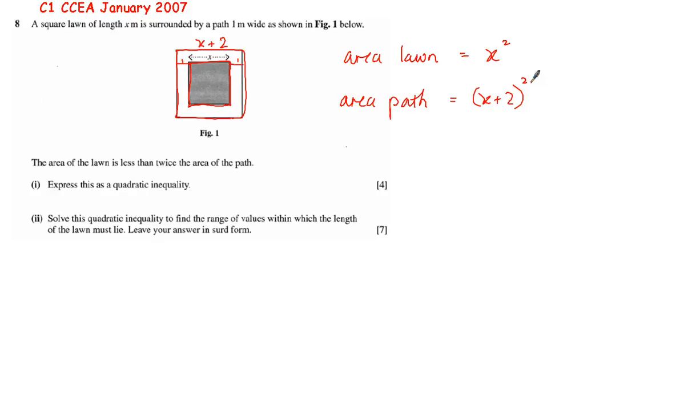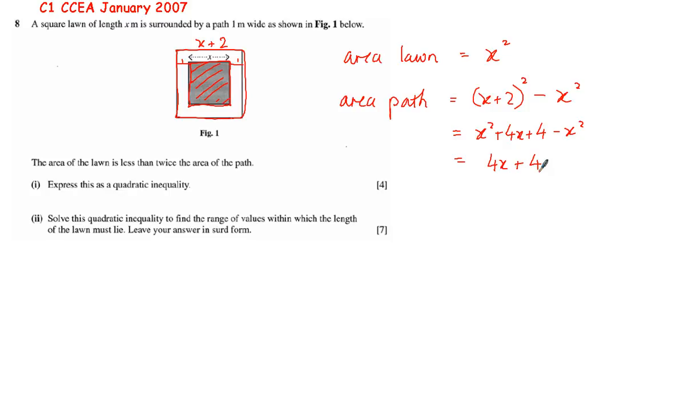But I need to be careful, because to get the area of the path, I need to cut out the area of the lawn as well. So I'm going to take away x squared. And that gets me this area here, because I've taken away the lawn inside it. And so that's x squared plus 4x plus 4 minus x squared. So the area of the path is 4x plus 4.